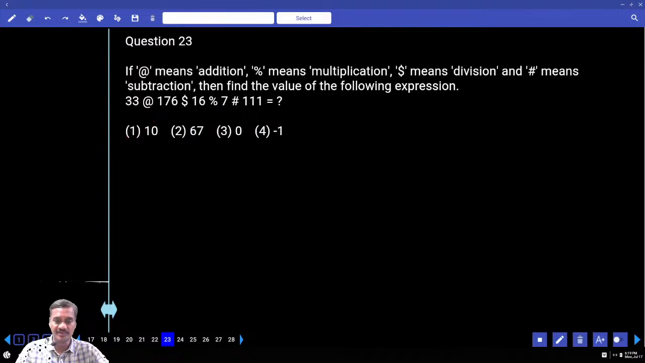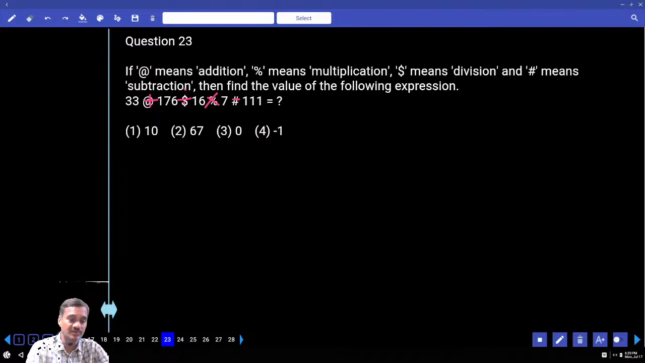Then 23rd. Now we need to find out the value of this one. At the rate of stands for addition, dollar is for division, percentage is for multiplication, and hash stands for, what is hash? Subtraction. Now here in this one, 16 into 7.